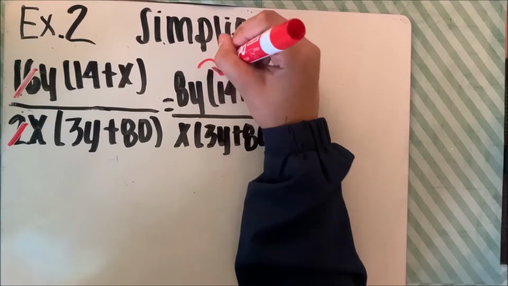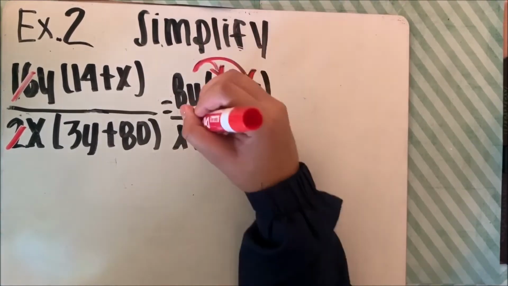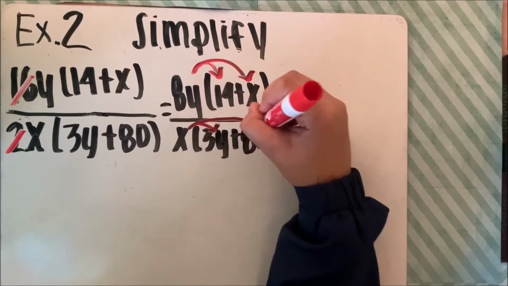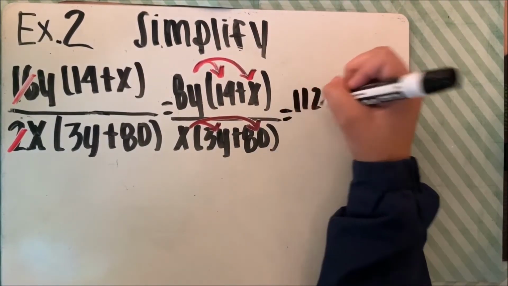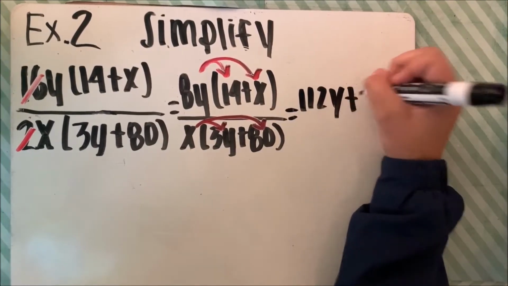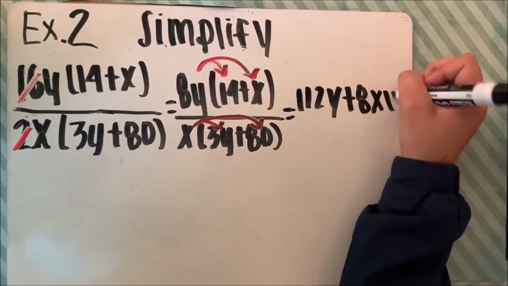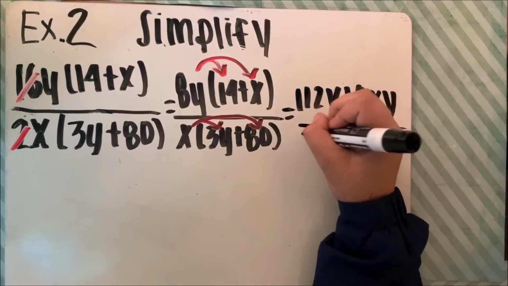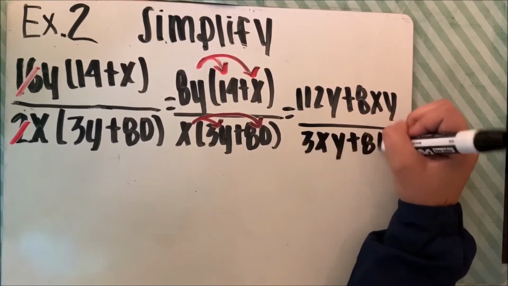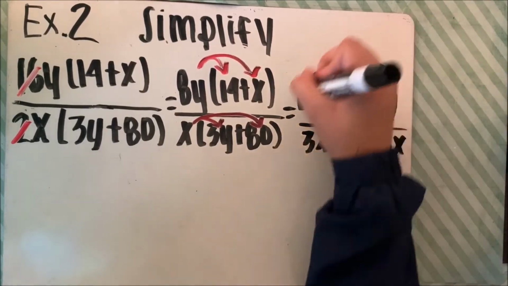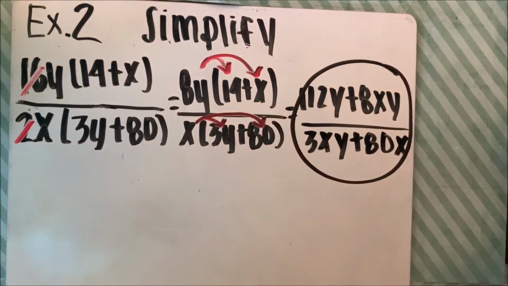So at this point we can now distribute. So we're going to distribute the 8y into the 14 and the x to the 3y plus 80, and we get 112y plus 8xy over 3xy plus 80x. And that is your final answer.